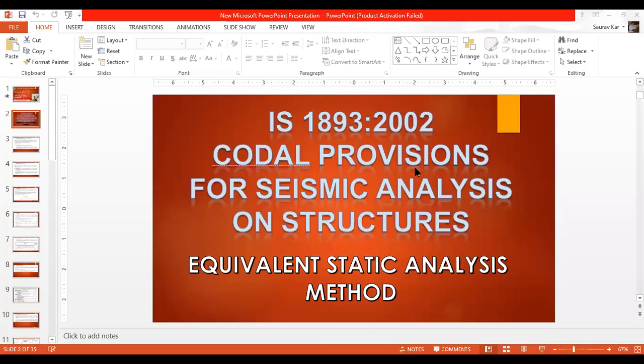And the third is time history analysis. Time history analysis is a much more complex dynamic analysis where we take the recordings, where we take the values which have taken place previously. That means based on previous earthquakes.